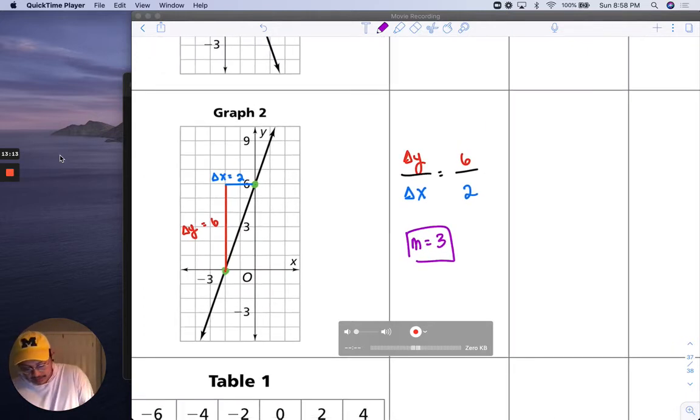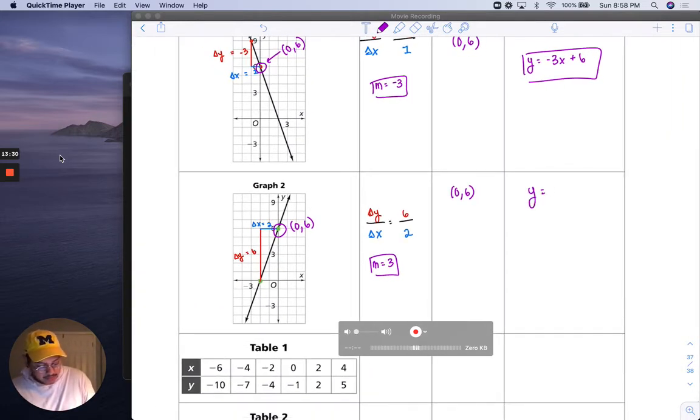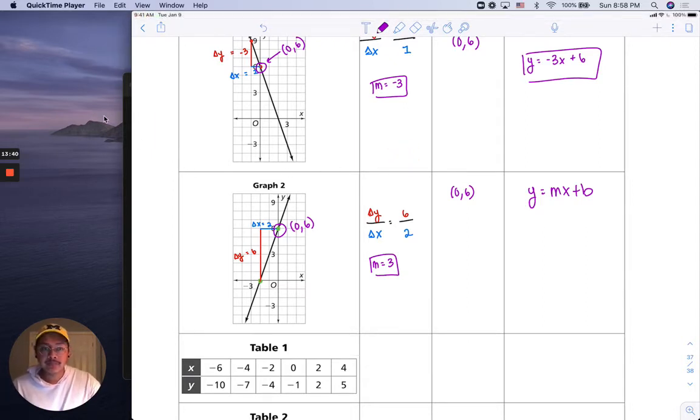Let's find our y-intercept. And again, on graphs, it's pretty straightforward. Just look at the point where the line crosses through the y-axis, and this point is (0, 6). And then we can write our equation. Remember, we're using this slope-intercept form, right? We find the slope, we find the y-intercept, and then we just plug in those values. So our slope is 3, our y-intercept is 6. So our equation should look like this.